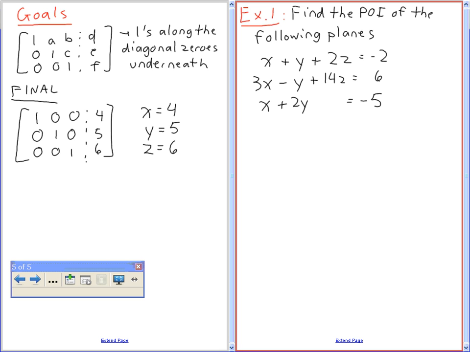Okay, can I get a brave soul? John, to convert that into a matrix, please. Mel, you're not volunteering today? No. Okay. I'm sorry, that was my fault. Would that be 1, 1, 2, dotted line, -2? Good, now hold on a second, I'm going to pick somebody else. That's correct.